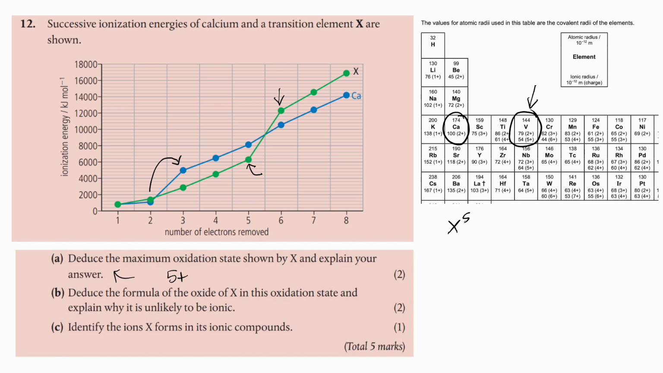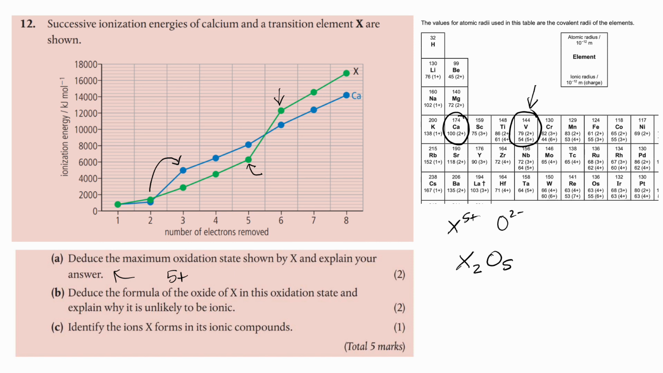So if X has a positive 5 charge, we know oxygen has a 2- charge. That would form X2O5. Now this is unlikely to be ionic because that cation has such a large charge density that it would polarize the anion and would show covalent character. So think about it this way. If you have something with 5 valence electrons, it's very unlikely to get rid of all of those electrons. It would take a lot of energy. So it's more likely to do something else that's going to require a lot less energy. So that's why it would be unlikely to be an ionic compound.